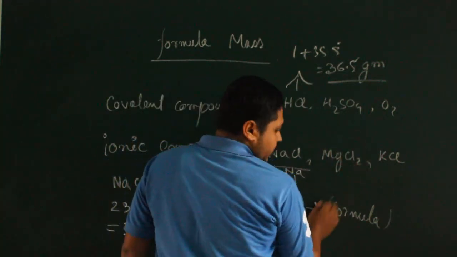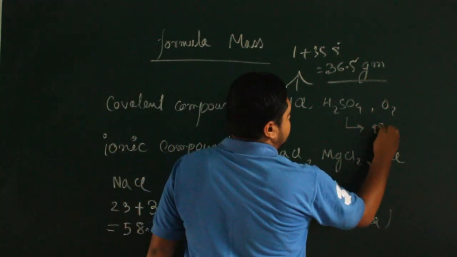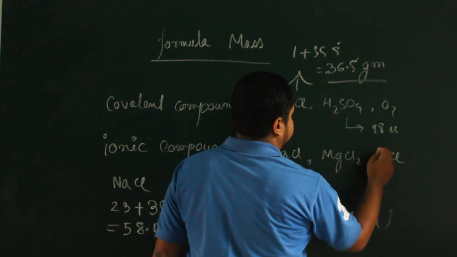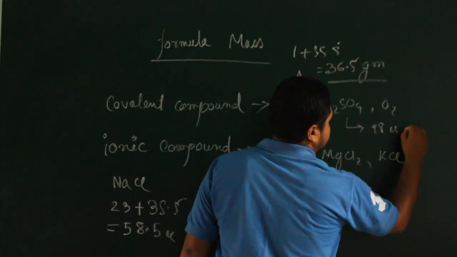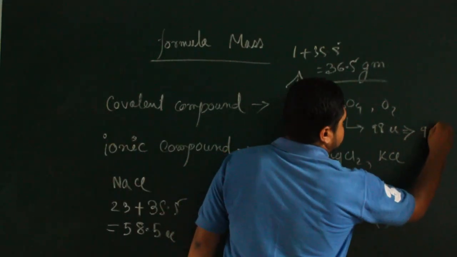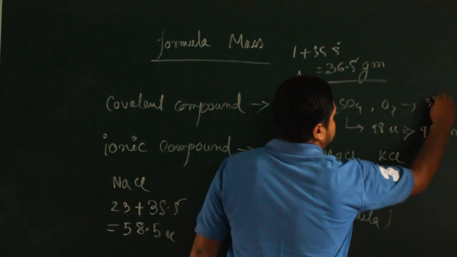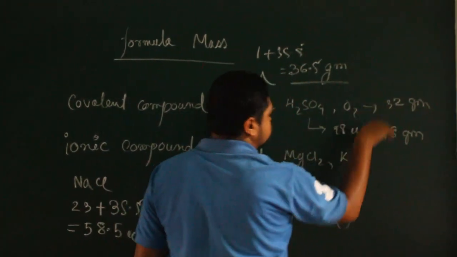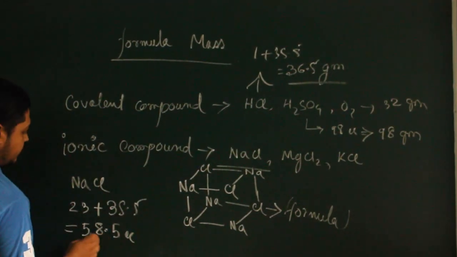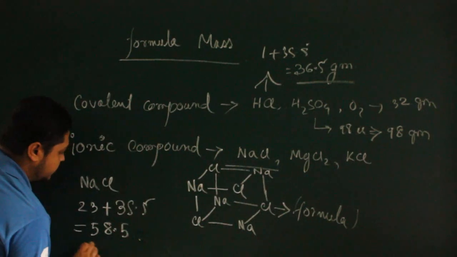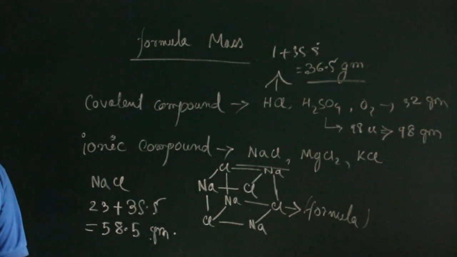Similarly, the molecular mass of H2SO4 is 98 U or 98 AMU. When it is expressed as gram molecular mass, this is written as 98 gram. Similarly, oxygen is 32 gram. This is called gram molecular mass. And similarly, sodium chloride expressed in gram is 58.5 gram.